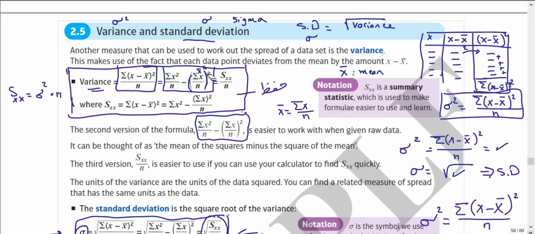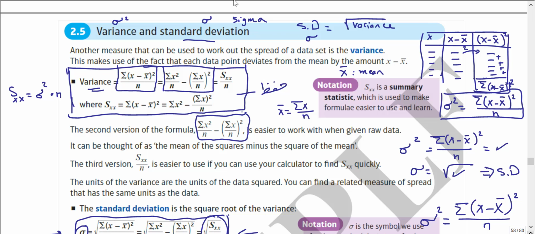طيب anyways, I'm gonna solve an example using the first version, and I'm gonna solve another example using the second version, so that you get used to the two versions. لازم تعرف تستخدم الاثنين. طيب SXX over N ده, what is SXX over N? What is this? In the first version. لا. This is a third version actually.